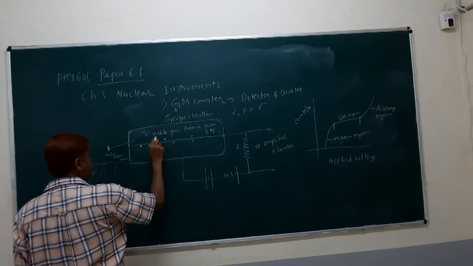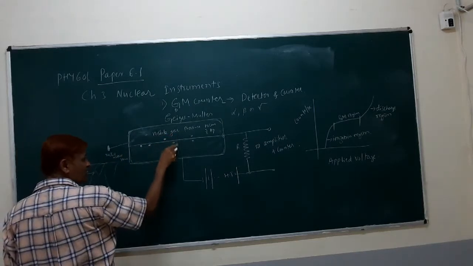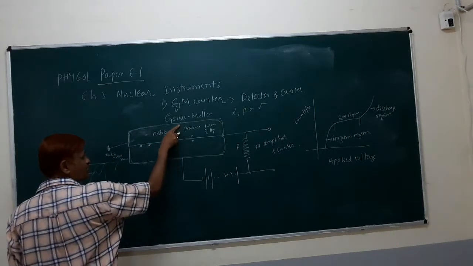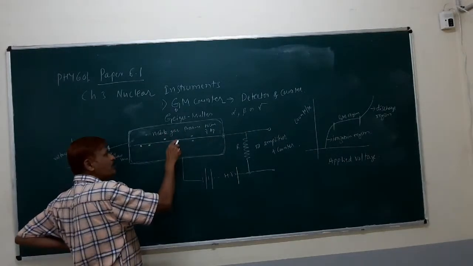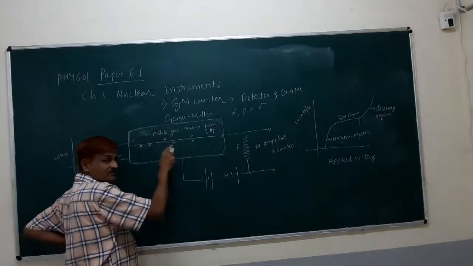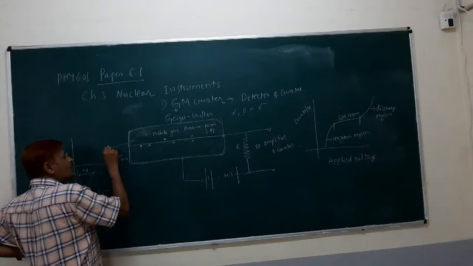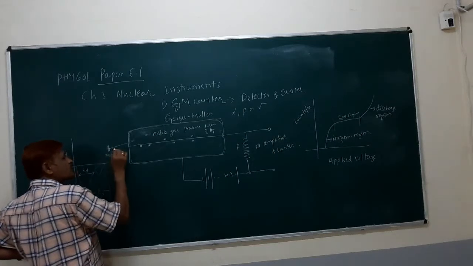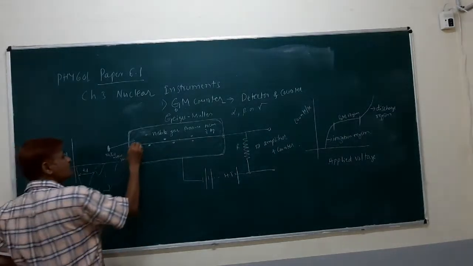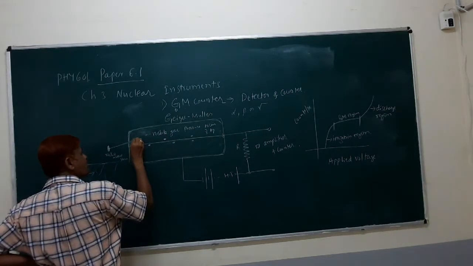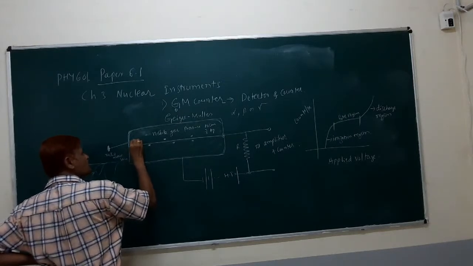The tube consists of noble gas, which will not ionize by the application of the electric field. Why are we using noble gas? It should not ionize by the application of the electric field, right? When a radiation from the radioactive source enters the glass tube, it ionizes the atoms of the noble gas. So it produces ion pairs.